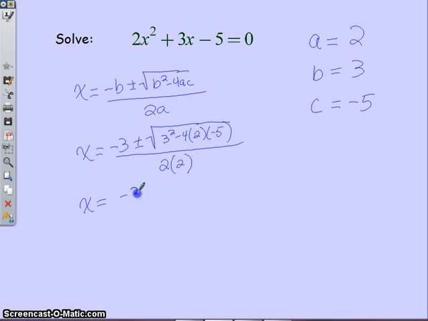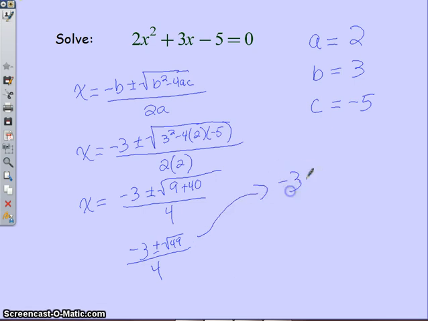x is equal to negative 3 plus or minus. There's that plus or minus that we talked about with completing the square that's so important. It gives us 2 answers, and we know that most of the time we're going to have 2 answers. The square root of 9 minus 4 times 2 times negative 5, well, that's going to give me positive 40, all over 4. Or negative 3 plus or minus the square root of 49 all over 4. Well, I got 2 solutions here: a plus square root of 49 and a minus square root of 49. So let's do it twice.